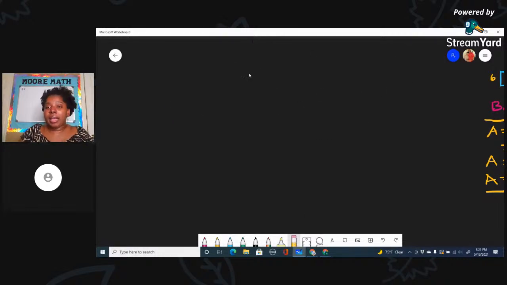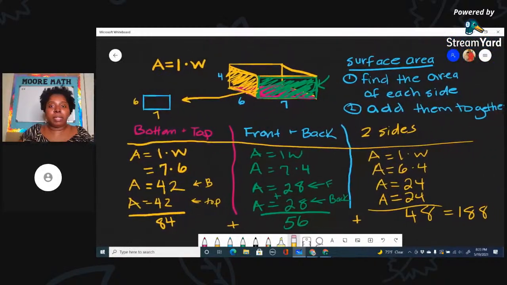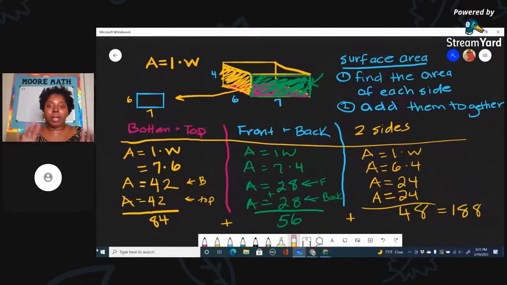I just want to make sure that if your teacher did show you that way, I'll explain why it worked, but it's fine. So again, surface area, you're finding the area of each side, and then you are adding them together. So find the area of each side and add them together.